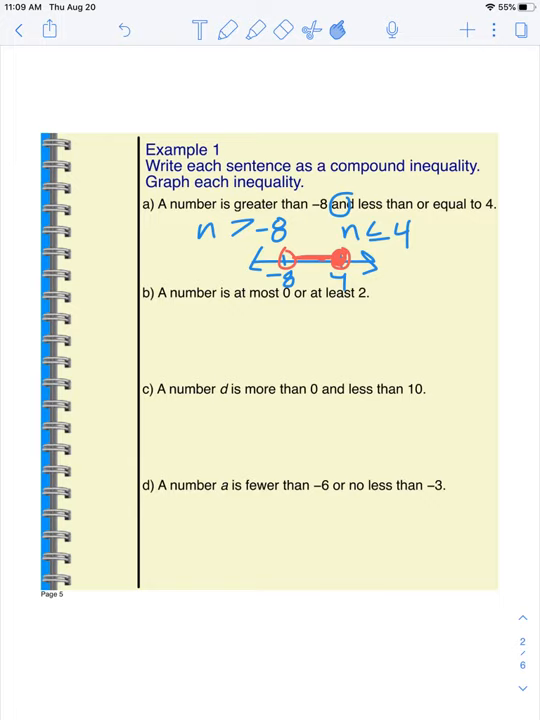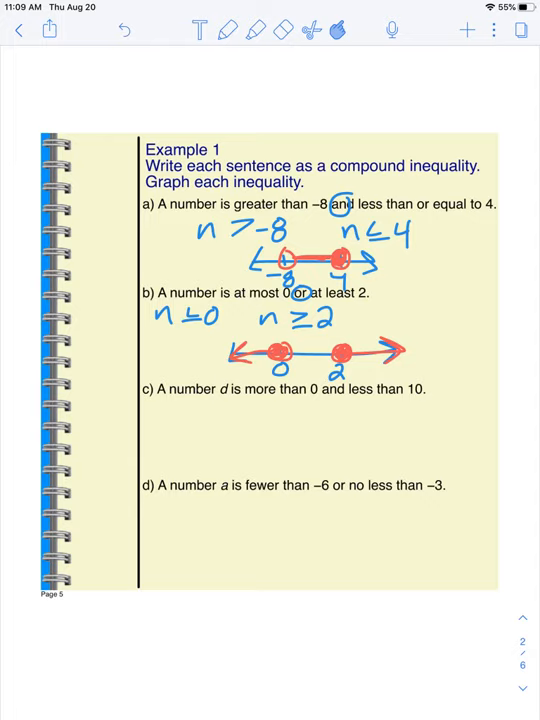All right, part B, a number is at most 0, meaning less than or equal to 0, or at least 2. So it's at most 0 or it's at least 2, meaning on a number line, 0's here and 2's here. It could be less than or equal to 0. It could be greater than or equal to 2. So that's going to go away from each other.